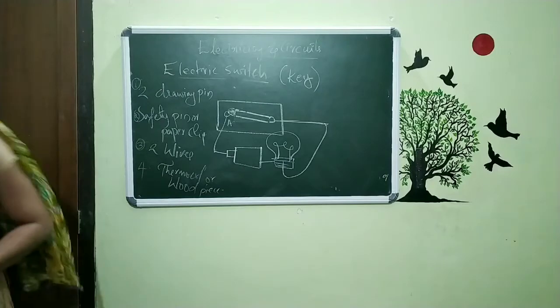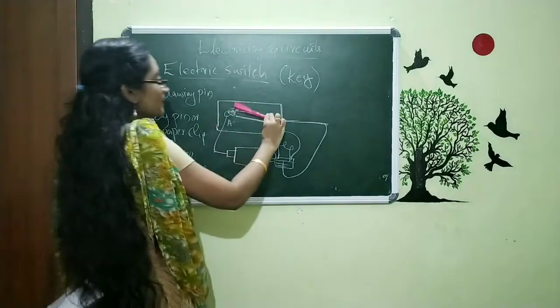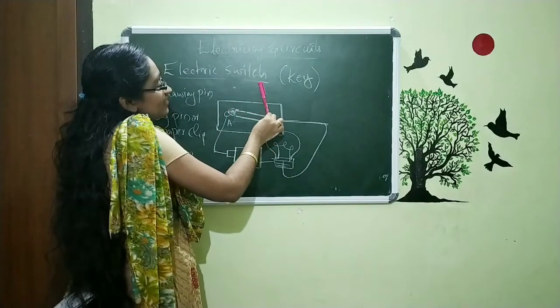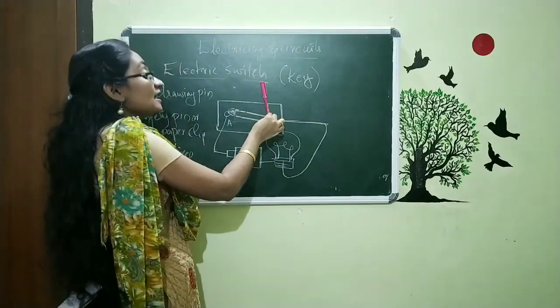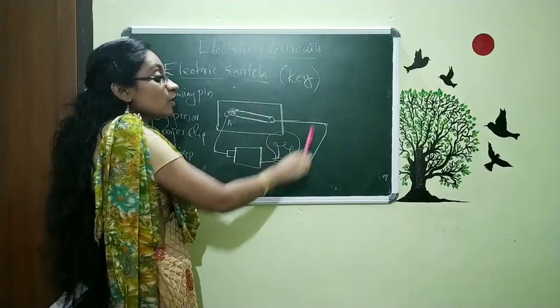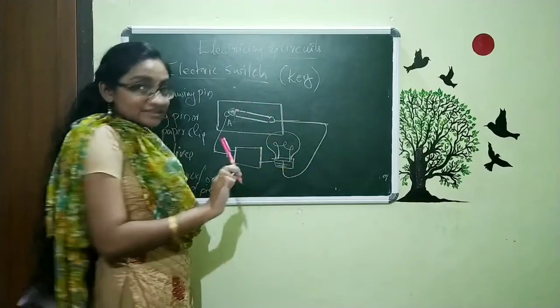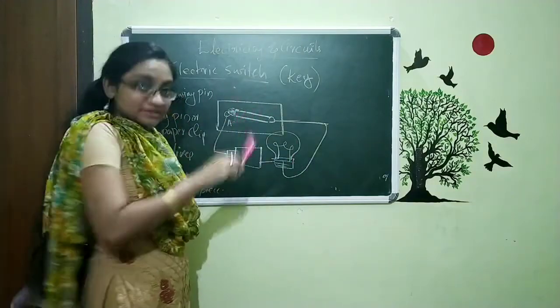Now when I am moving this away from this point, our circuit is not complete, and so our electricity does not flow through this, and so I can call this an open circuit.